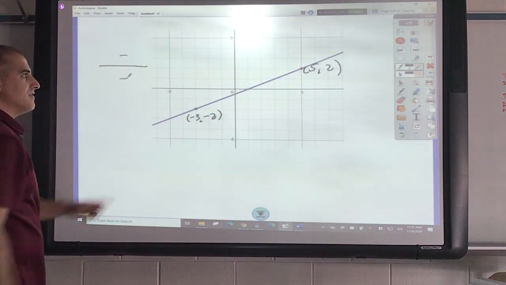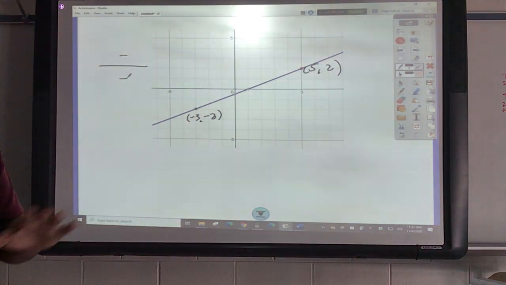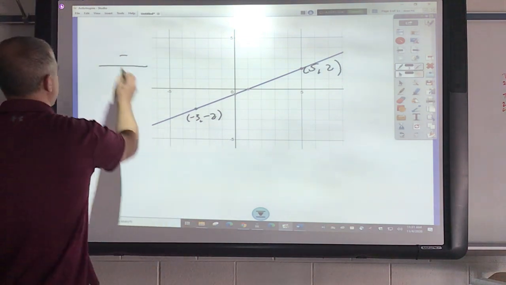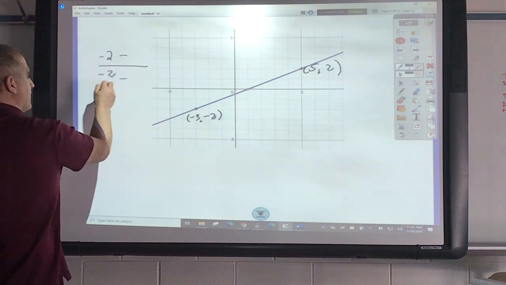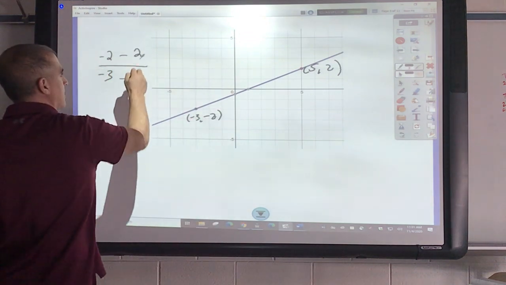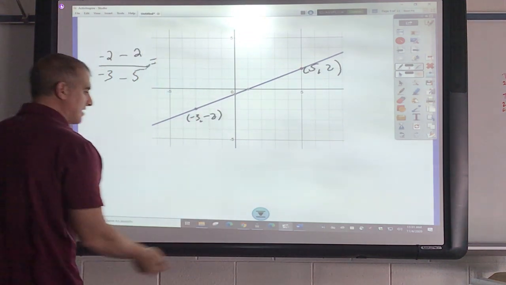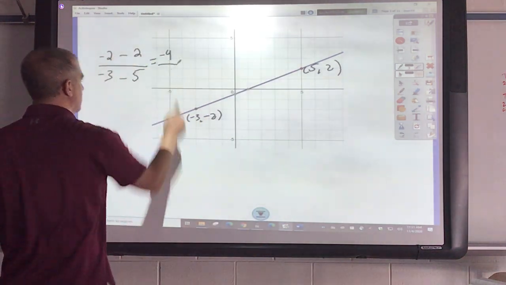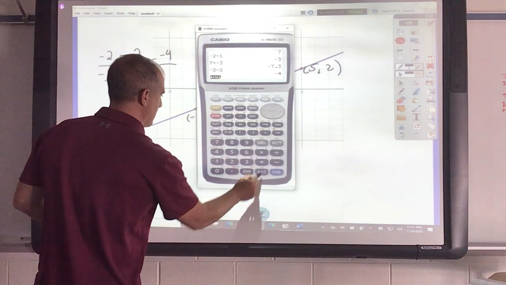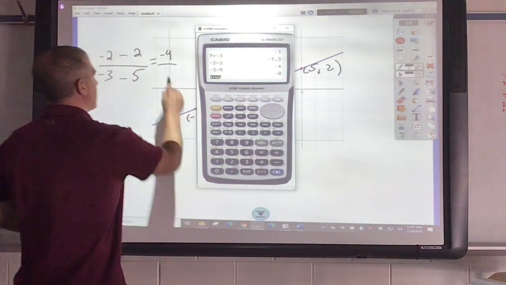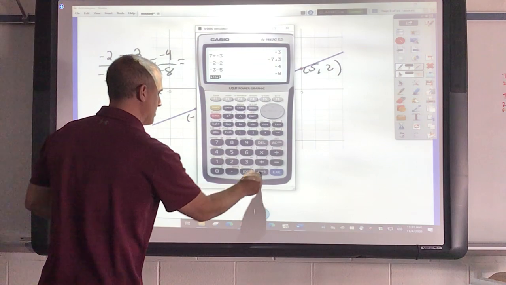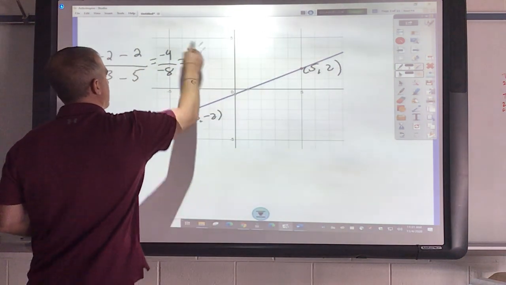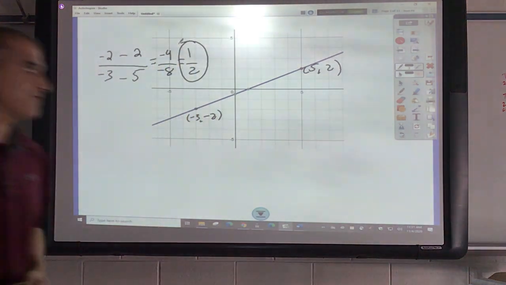Now, someone's going to ask, Mr. Evans, does it matter what point goes first? No, because the slope formula, if you always turn left, you're good. So -2, -3 when I turn it, 2 and 5. Big thing, don't guess on the arithmetic. -2 minus 2 is -4. -3 minus 5 is -8. If I divide these two in the calculator, I get +1/2. And that makes sense based off my line.